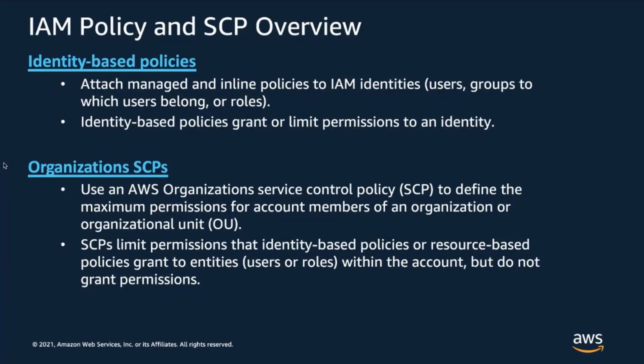So there are two main types of policies I'm going to talk about. Identity-based policies are policies that you attach to users, groups, or roles. These policies grant or limit permissions to a specific identity. The other type is organizational SCPs. These are AWS Organizations service control policies, and these define the maximum permissions that an account, organization, or organizational unit can have.